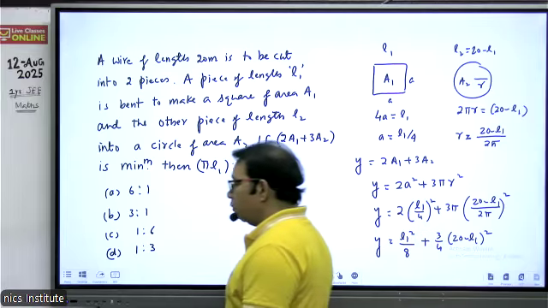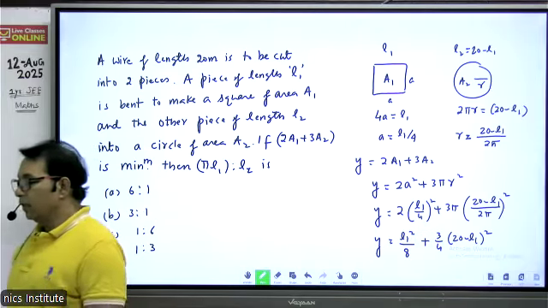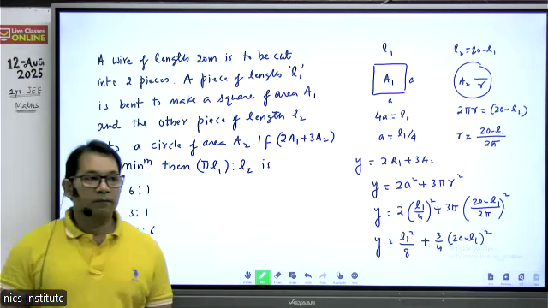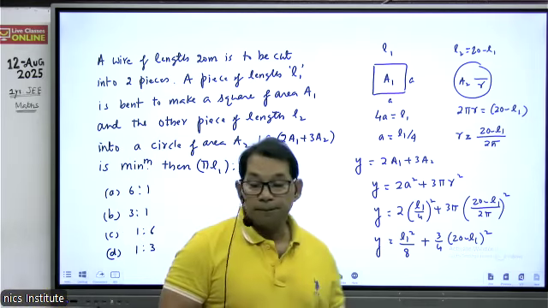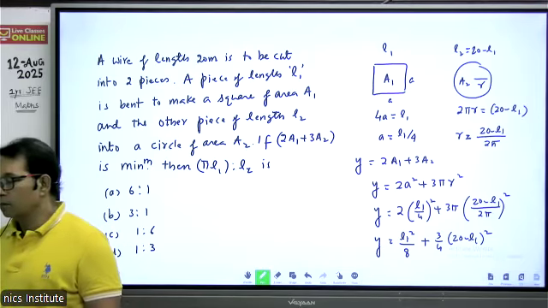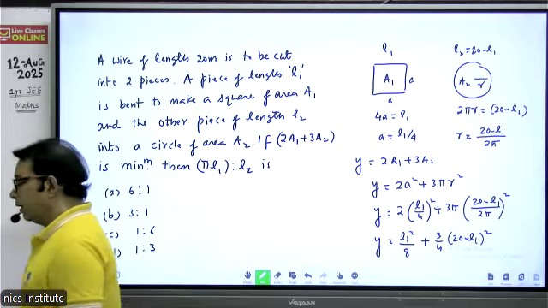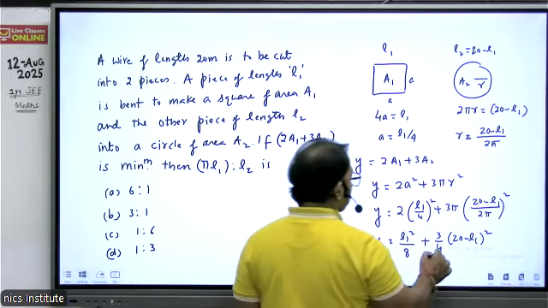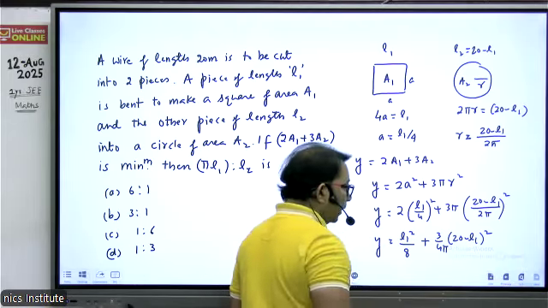Find dy by dl1 equal to 0 and then solve. Sir, in the last step it will come to 3/4 only. Right, because of pi square, no? Correct.